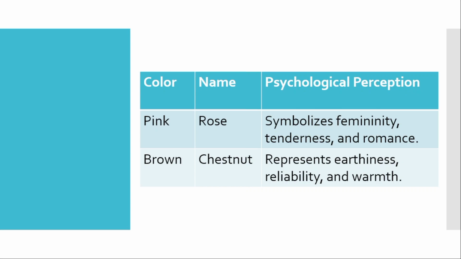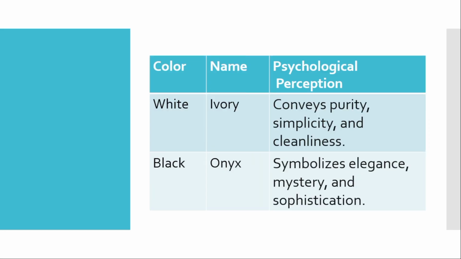So we have brown, which is chestnut. This represents earthiness, reliability, and warmth. Then the next one is white, which is ivory, and it conveys purity, simplicity, and cleanliness. We all know about purity, a lot of things. Black is honest, and it symbolizes elegance, mystery, and sophistication.